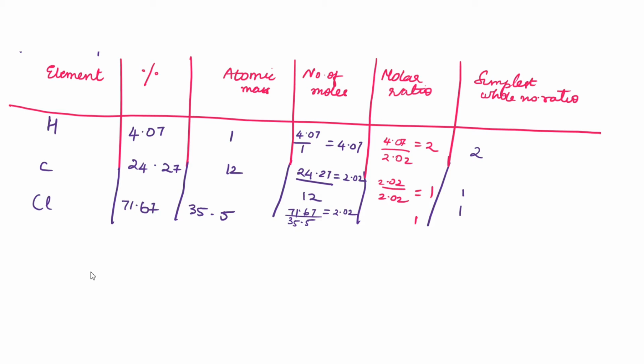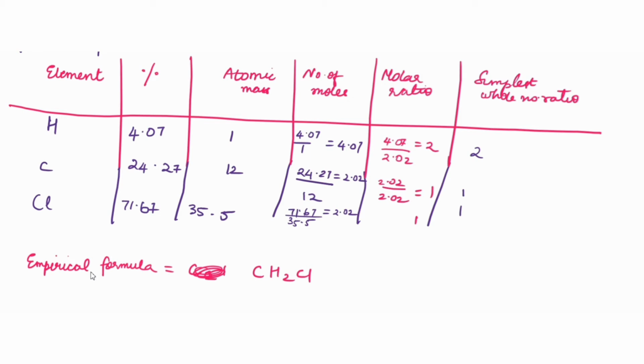So the simplest ratio, as you can see, is 2:1:1. What does the simplest whole number ratio tell us? It tells us the empirical formula. So it is H2. We always write carbon first, followed by hydrogen and then the other non-metals present.